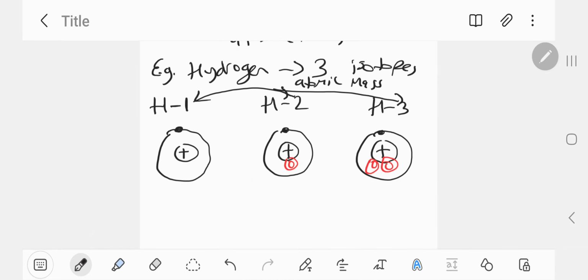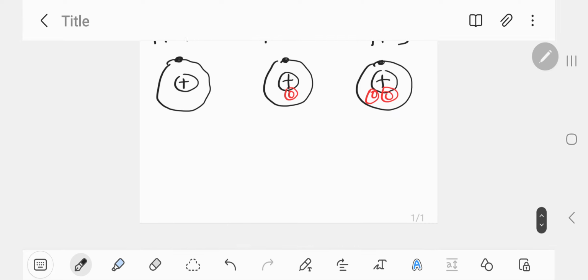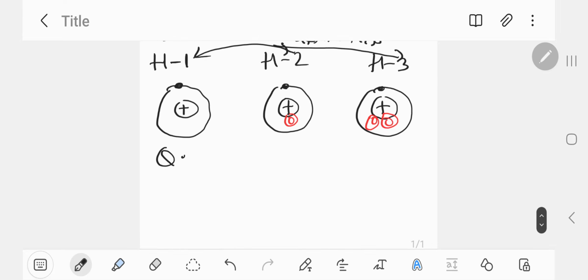So that's hydrogen. They've got names. H1 is known as protium, H2 is known as deuterium, and H3 is known as tritium. But you don't need to know those for the exam. I'll give you some questions to do.